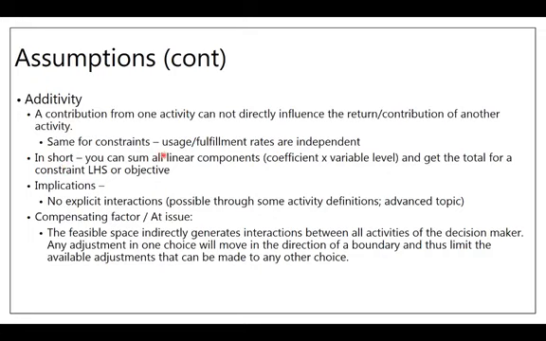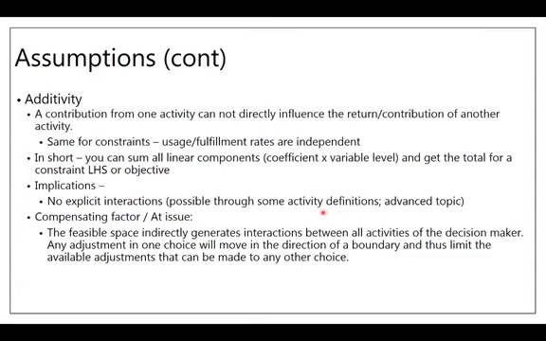So in short, you can sum up all the linear components and the total is just going to be the total. There's no interaction, no multiplication between activities that could happen. And that is the implication. No explicit interactions, even though they may happen in the economic setting and in the real world. We're going to have to abstract away from those.